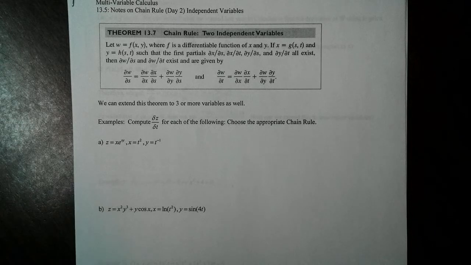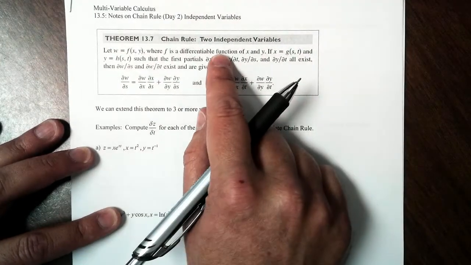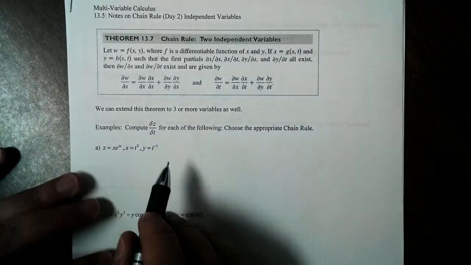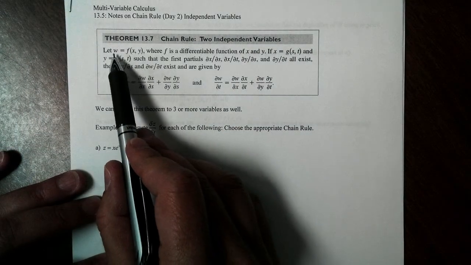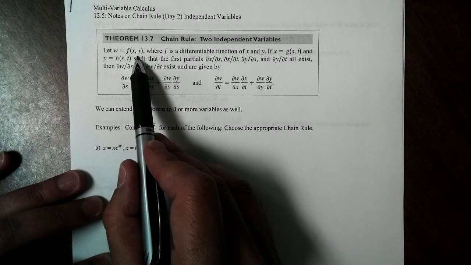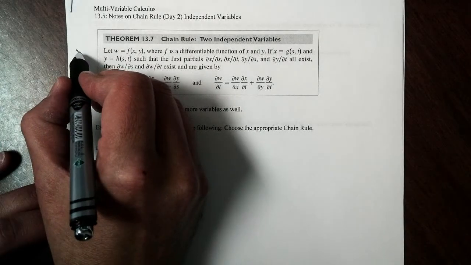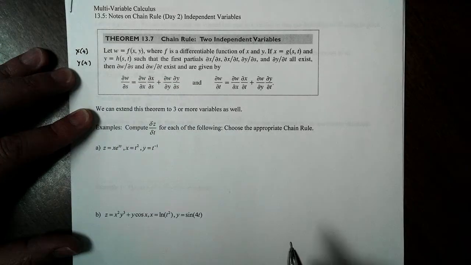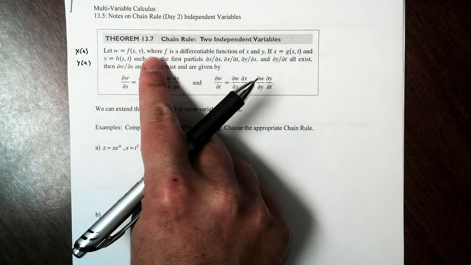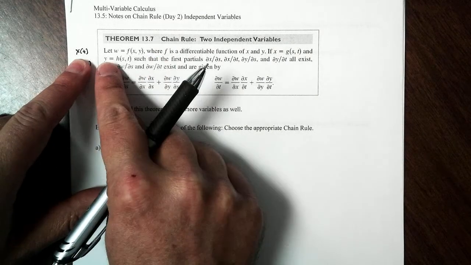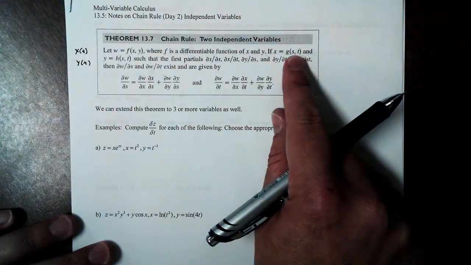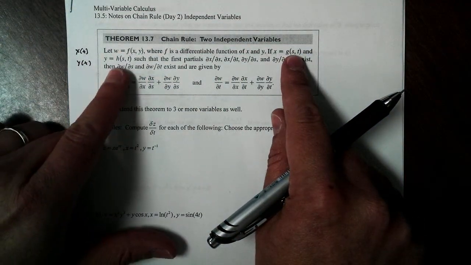Hi, welcome back. Today we're going to continue our discussion of chain rule with multiple variables. Except for today we're going to take a look at what happens if we have two independent variables. Now, we saw the other day when we had w as a function of x and y. And the other day we said, well, we'll let x be a function of t, and we said y was some function of t. Well, today we're going to look at what happens if our x is a function of s and t.